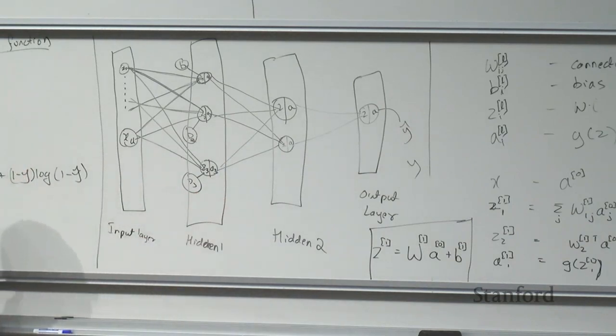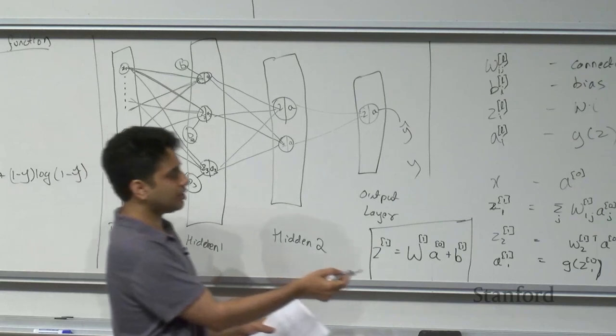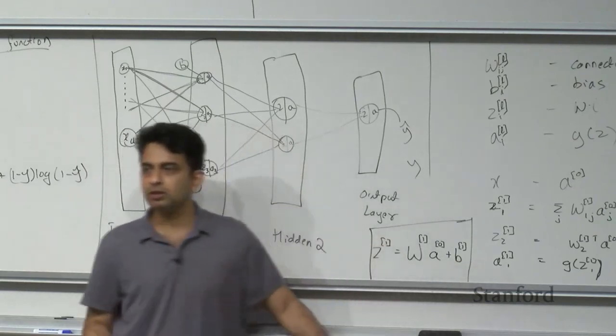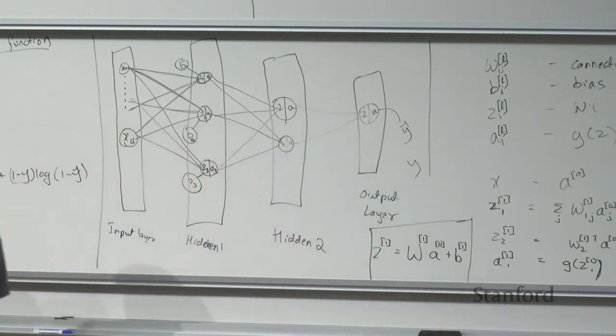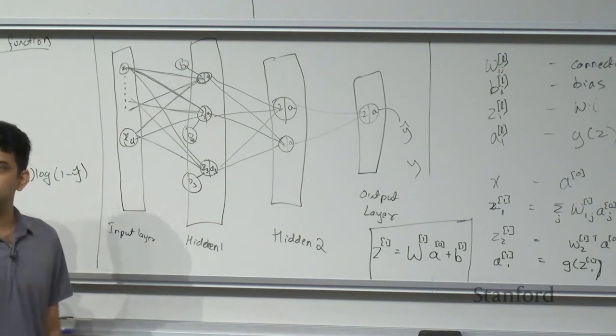I would say don't think of A as the probability. If you take it through a sigmoid, you get a value between 0 and 1. For now, don't treat it as a probability. Just think of it as some output of some nonlinearity, right? So if G is the sigmoid, then A will be between 0 and 1. Yes. Good question. Any other questions?